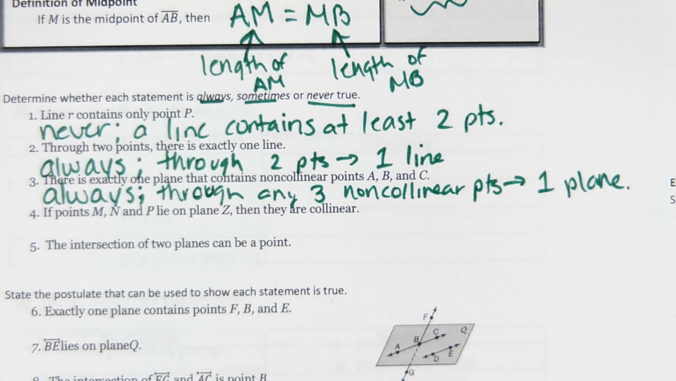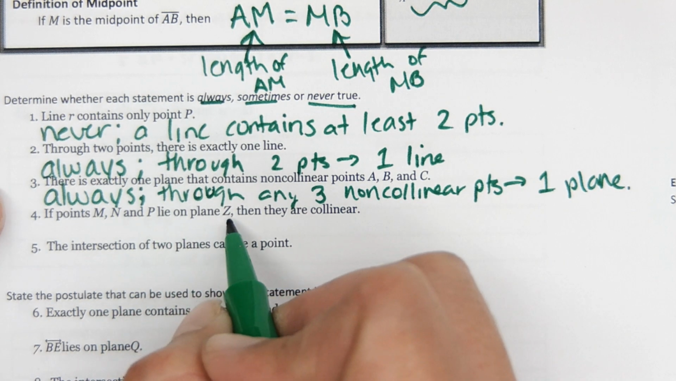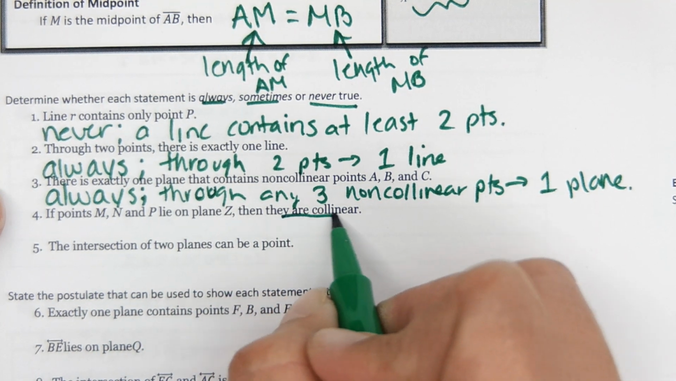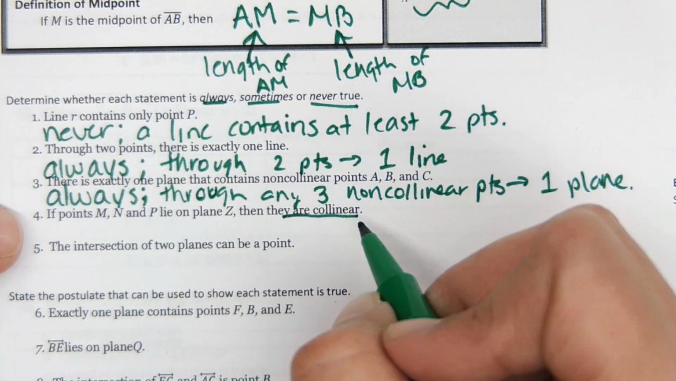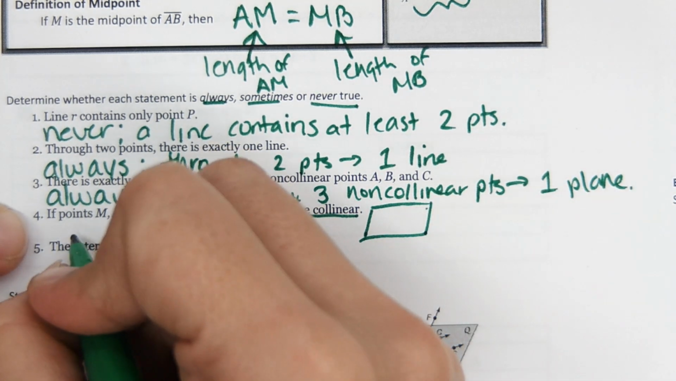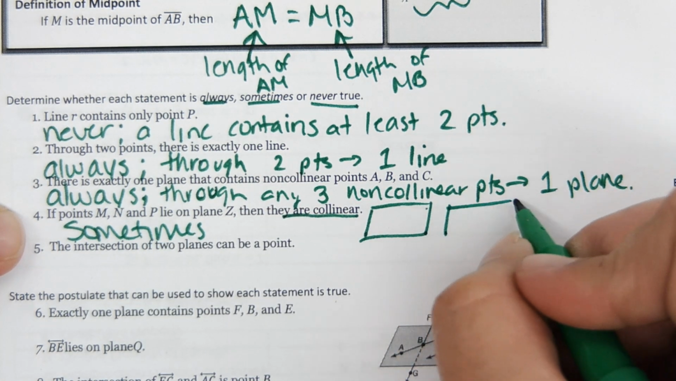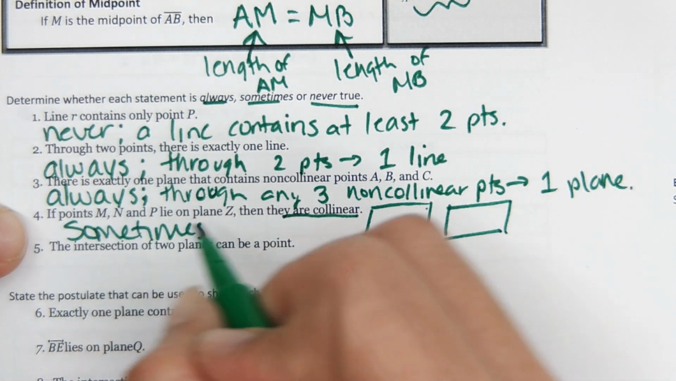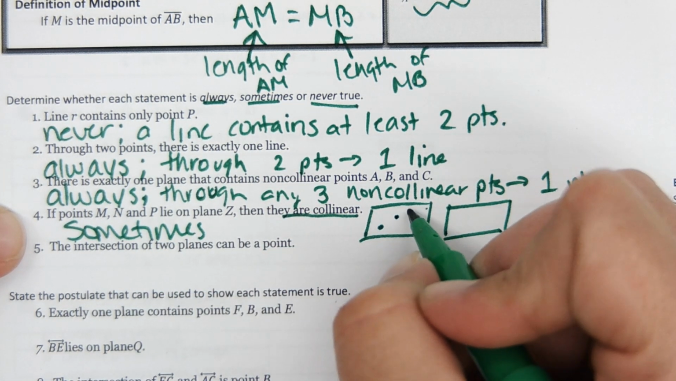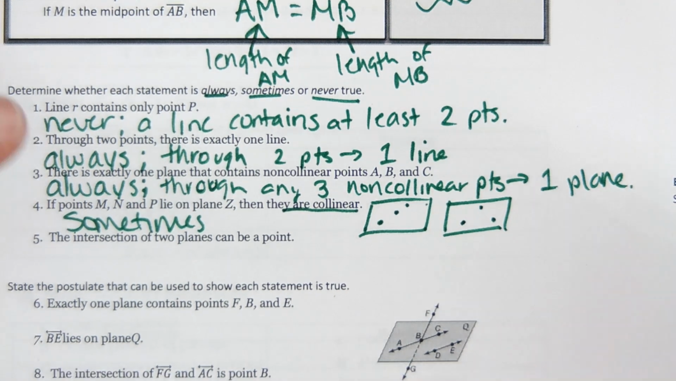Number 4 is a sometimes. It says if points M, N, and P lie on plane Z, they are collinear. Well, they could be collinear, but they could also, I'm going to draw a picture. So this is sometimes. So I'm drawing 2 planes. It's saying they are collinear because they lie on the same plane. They could be collinear, but they could also be non-collinear and lie on the same plane.